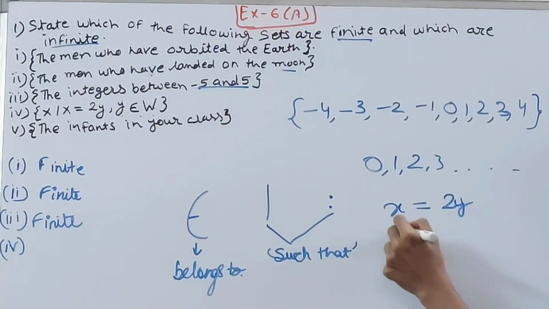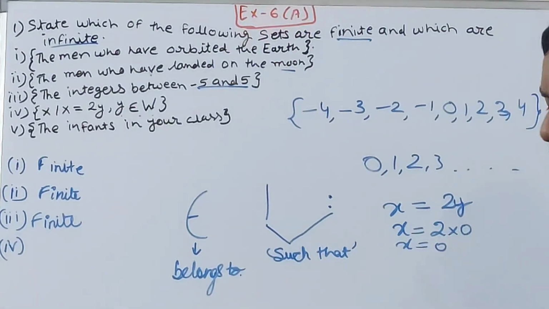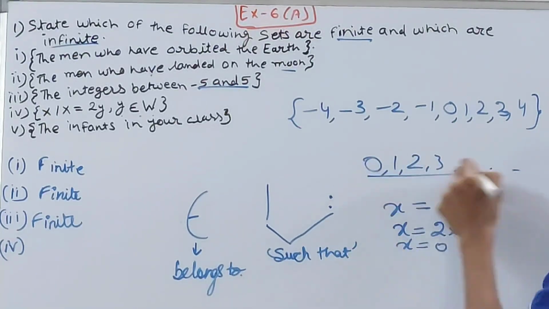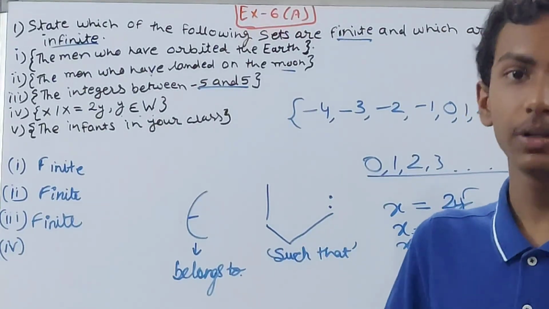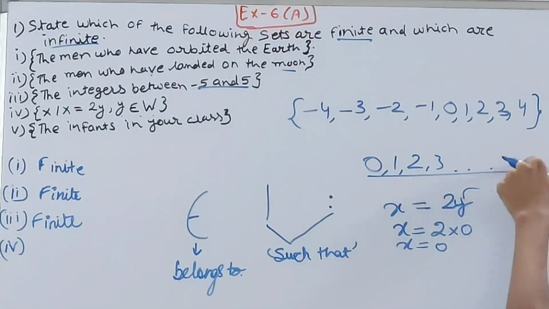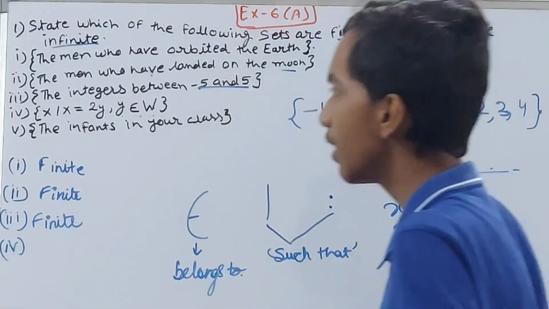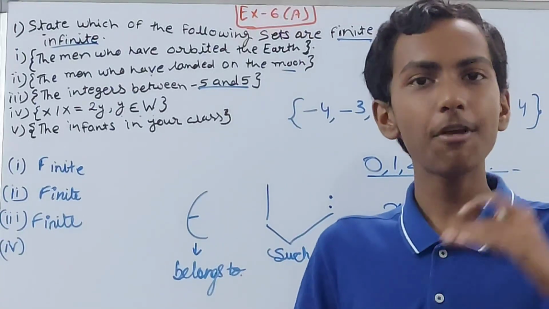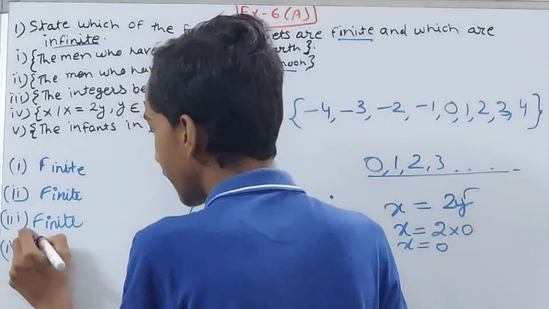See here, X equals 2Y. So if Y is 0, X will be 2 into 0, so X will be 0. But can it end here? No. I can change the value of Y infinite times. As many whole numbers as there are, that many values of Y can be there, and the values of X will change accordingly. So the value of Y can extend anywhere. We cannot count how many elements are there in this set, can we? No, because Y can have infinite values, so X will also have infinite values. That's why this set is infinite. Yes or no?